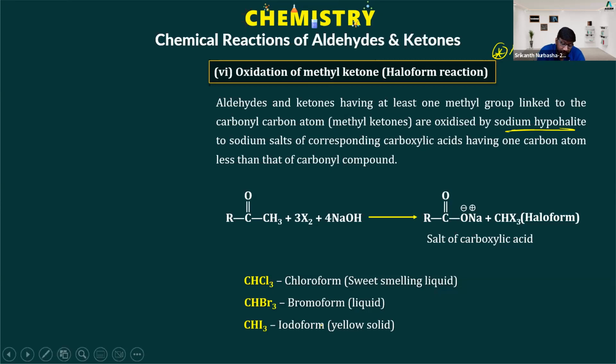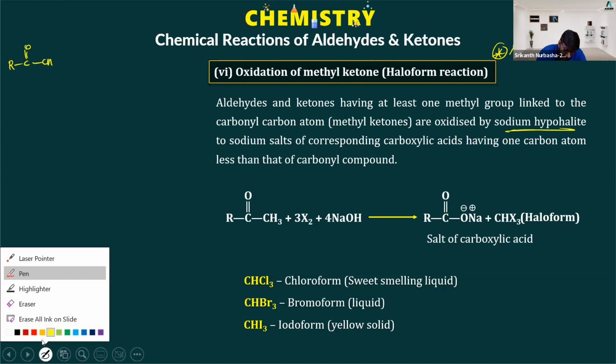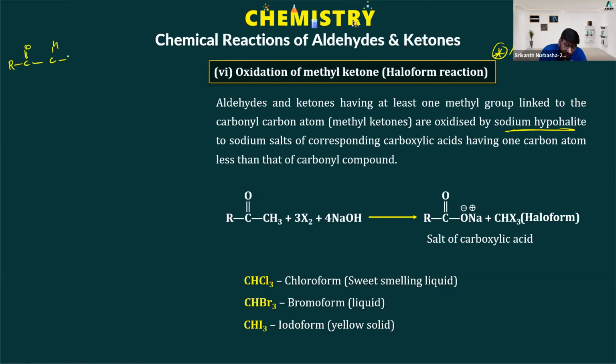Let us look at the reaction first. RC double bond O CH3, I can write as CH3 with 3 CH bonds, treated with 3 moles of X2 and 4 moles of NaOH. What is going to happen, students? The OH minus, whatever OH minus we have in the reaction mixture, will try to pick up this proton. It is the RDS, that means it is the slowest step, the rate determining step.